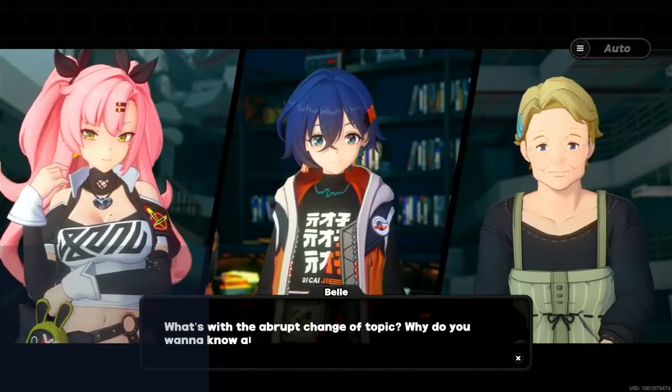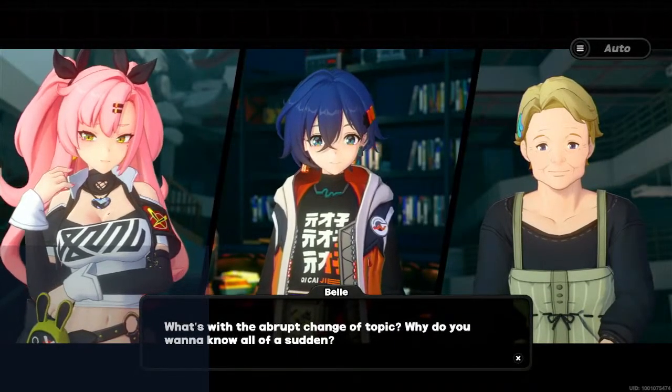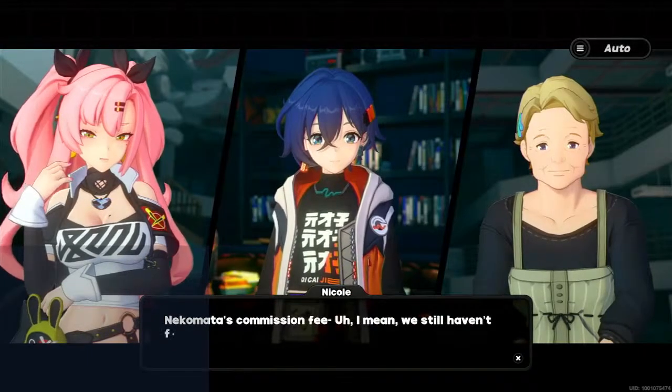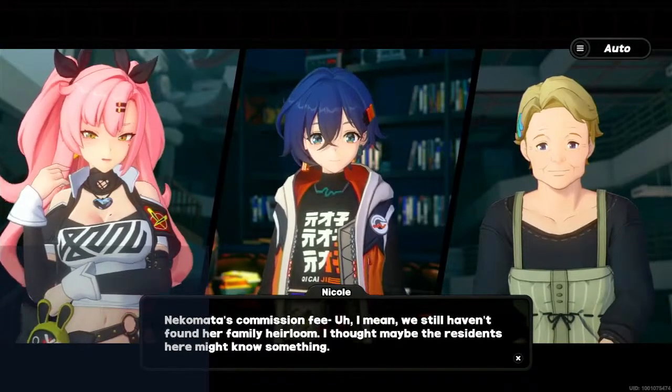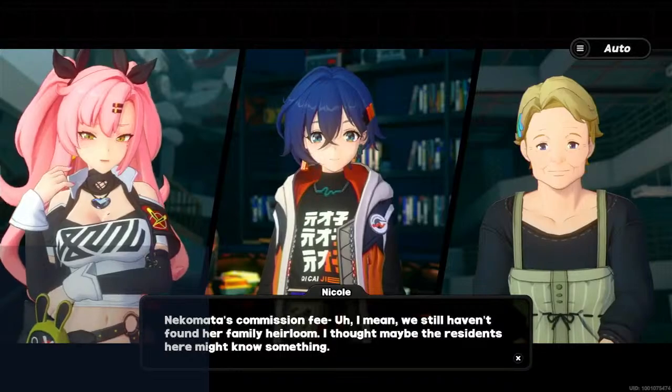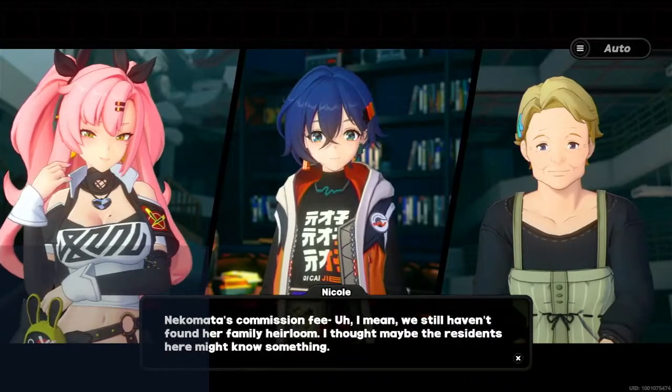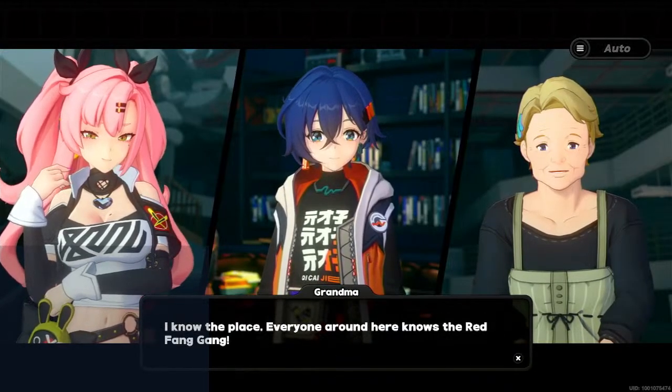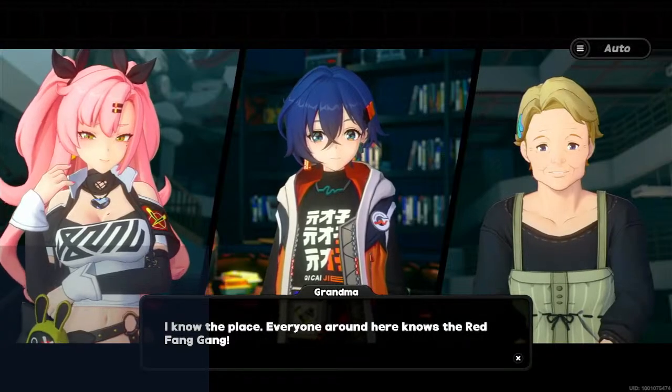What's with the abrupt change of topic? Why do you want to know all of a sudden? Nekomata's commission fee. We still haven't found her family heirloom. I thought maybe the residents here might know something. I know the place. Everyone around here knows the Red Fang Gang.